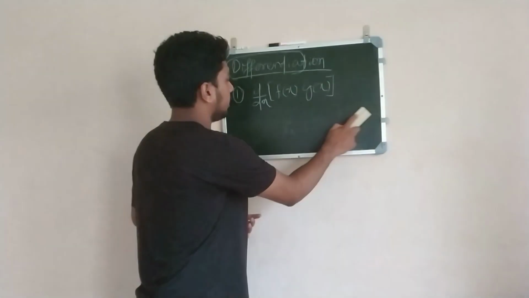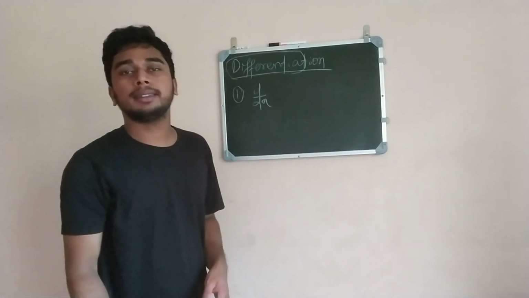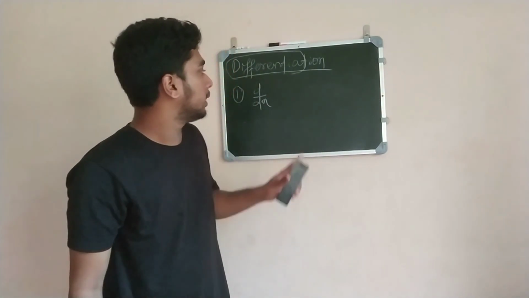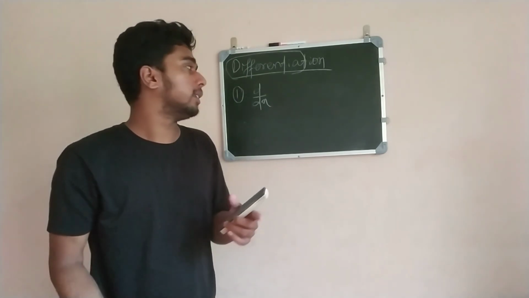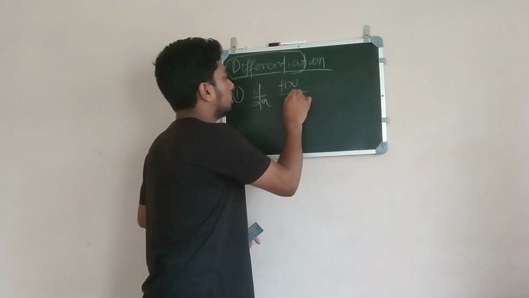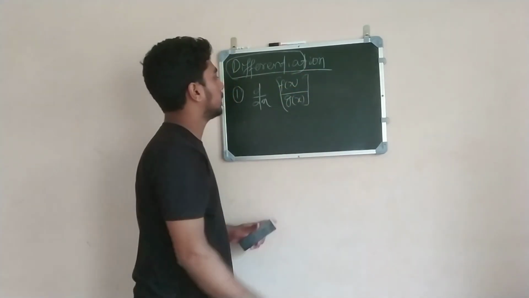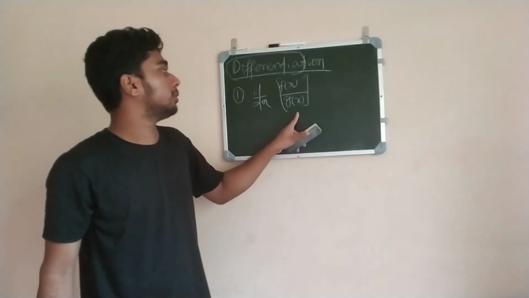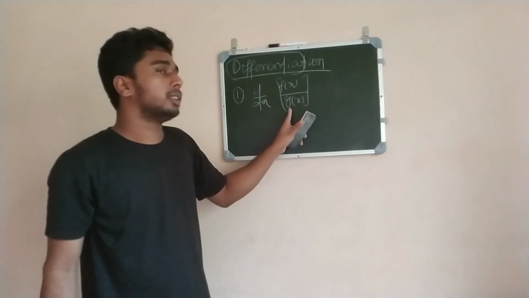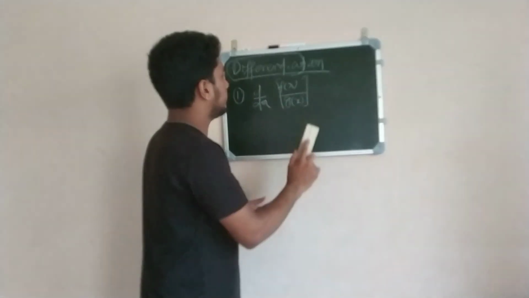Then if two functions, f of x and g of x, are multiplied, or if two functions are divided, if two functions are written in this form, then how can I find their derivative? This is simple.